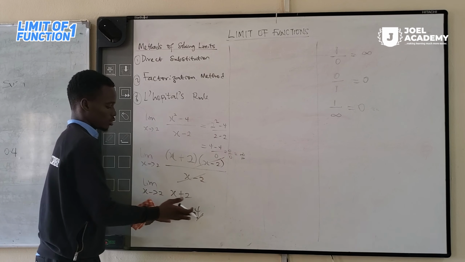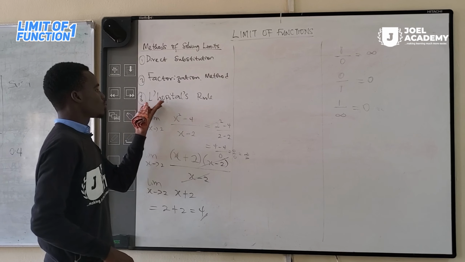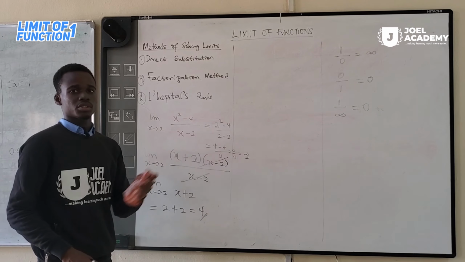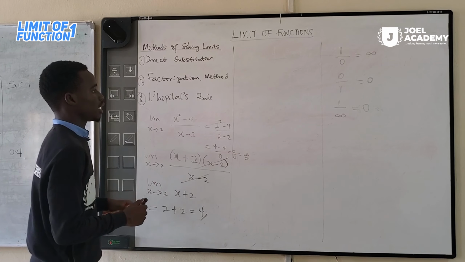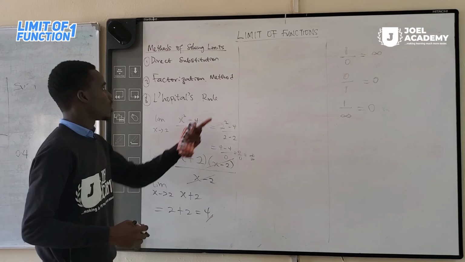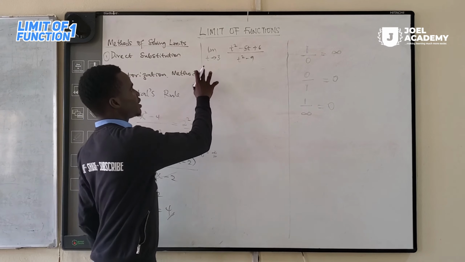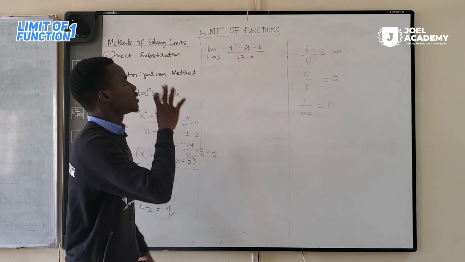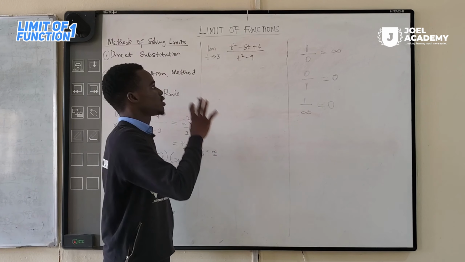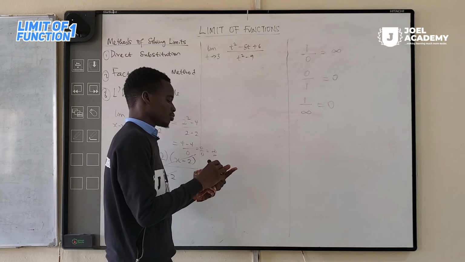So I'm sure we've been able to take note of this. And by the way, we could also use L'Hopital's rule to solve this question, but that will not be done now. Let's see how we can solve another factorization question as we proceed in this video. So moving on to the next question, we have limit as t tends to 3 of t squared minus 5t plus 6 over t squared minus 9. So now we have this question.